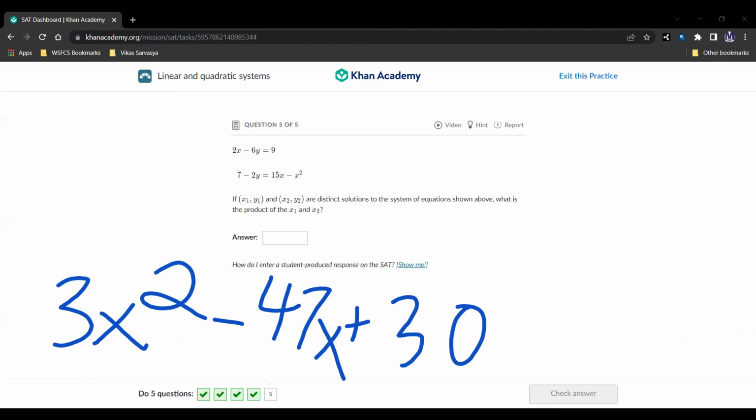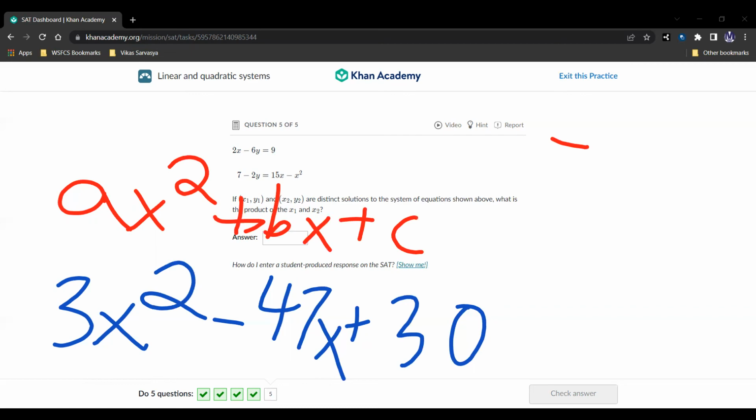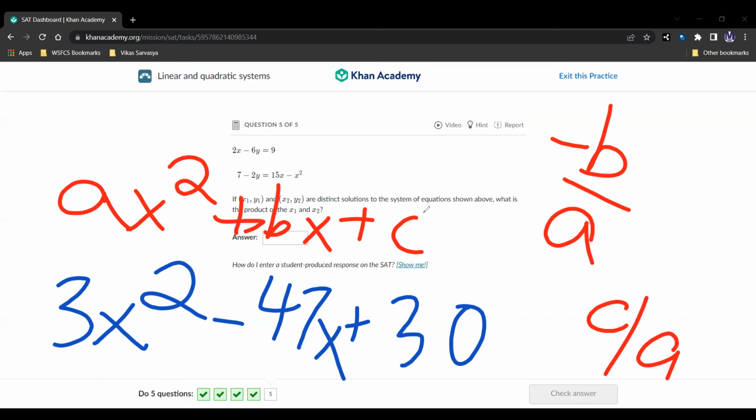And to find the product of the roots, you do not necessarily have to find the actual roots themselves. You just have to find their product. I don't know if you know this thing called Vieta's formulas, but they're extremely useful. They essentially say that if you have ax squared plus bx plus c, the sum of the roots is negative b over a, and the product of the roots is c over a. Now, c over a right now is just 30 over 3, which is 10. So this suggests that it should be 10.